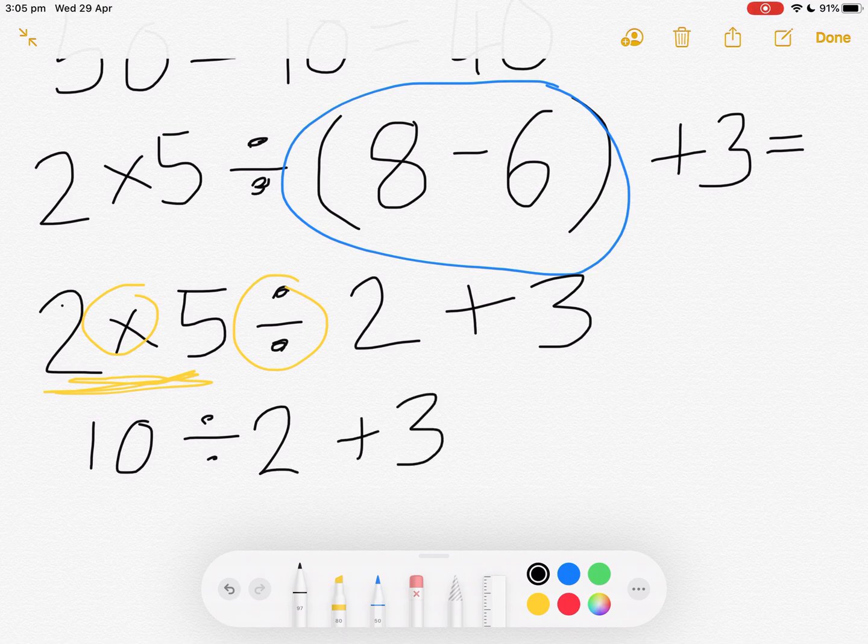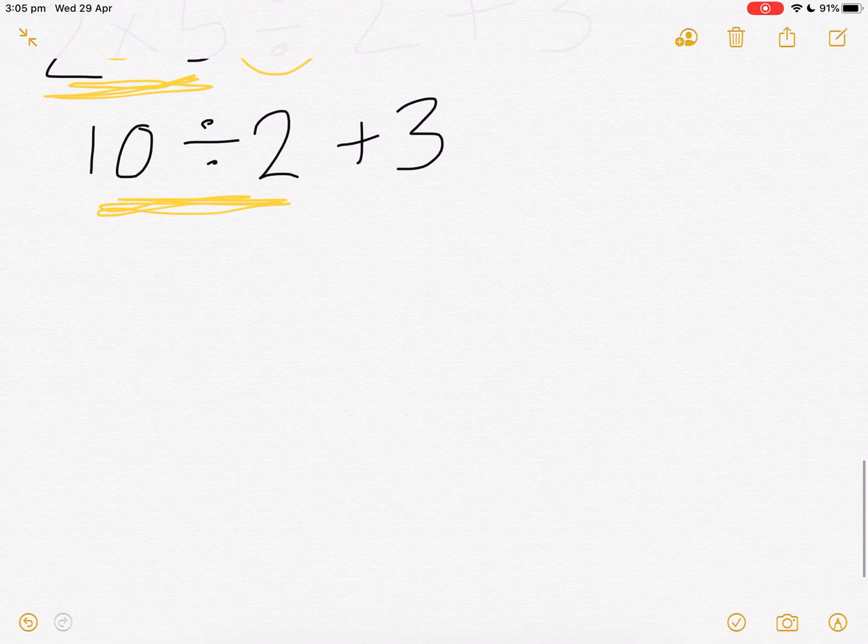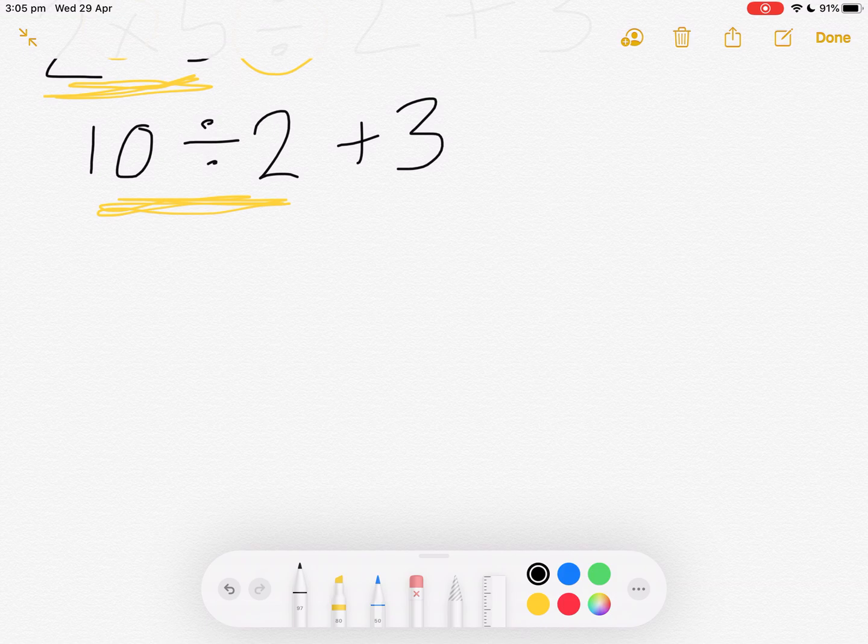All right, then I look again. Okay, so for multiplication and division, is there any more multiplication or division? And yes, there is. Okay, so that's because there was a multiplication and a division. I just did the first one first, and now I'm moving on to the next one. So 10 divided by 2 is my next step, which is 5. Rest of my sentence stays the same.